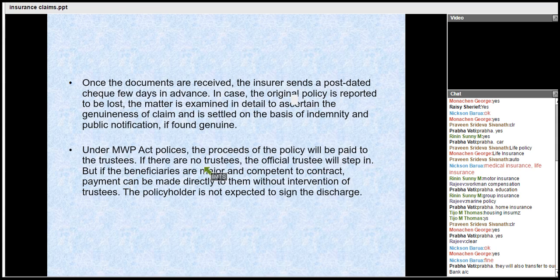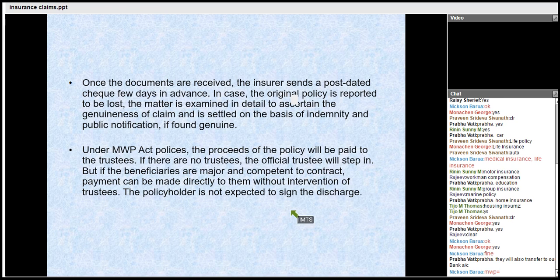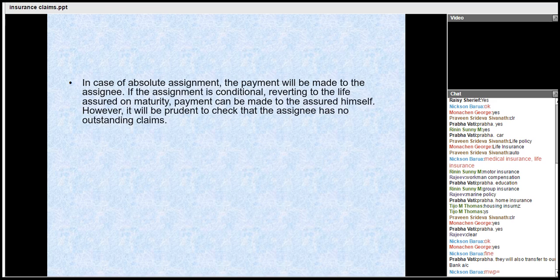If there are no trustees, the official trustee will step in. But if there are beneficiaries and any bonuses on your policy, then they are going to be paid directly to them without the involvement of the trustee. The policy holder is not expected to sign the discharge. When it comes to absolute assignment, the payment will be made to the assignee. If the assignment is conditional, reverting to the life assured on maturity, payment can be made to the assured himself. However, it will be prudent to check that the assignee has no outstanding claims.